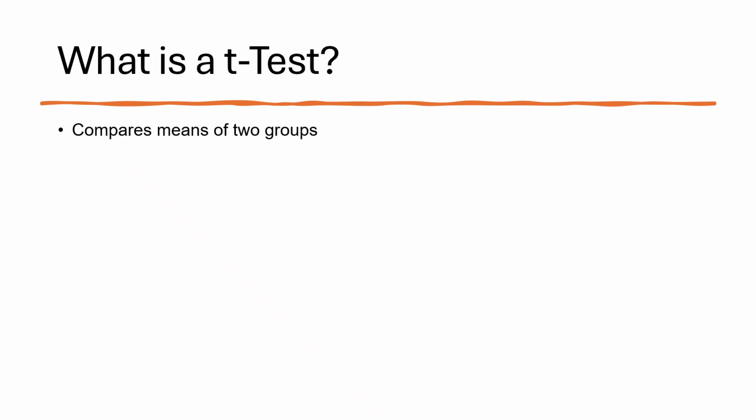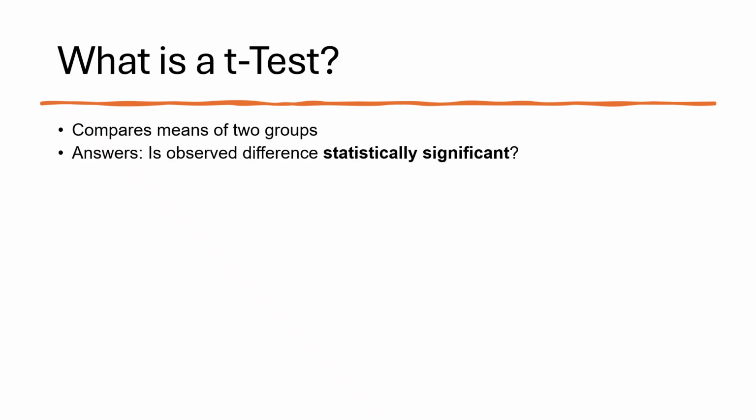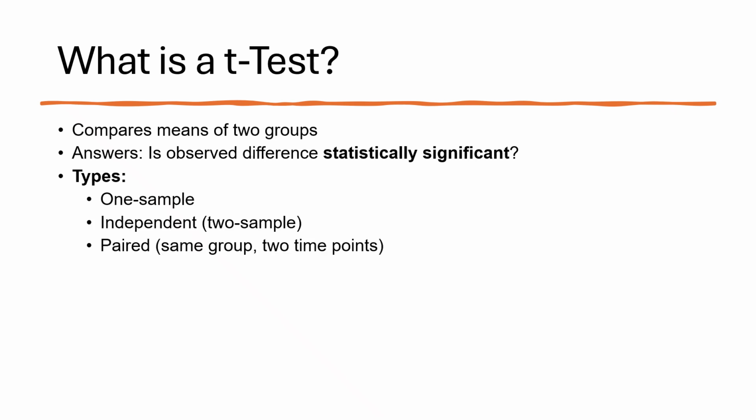So t-test compares the means of two groups. It answers the question something like, is the observed difference statistically significant? It has three types: one sample t-test, two sample t-test, and paired t-test. We'll talk more about all these types shortly.